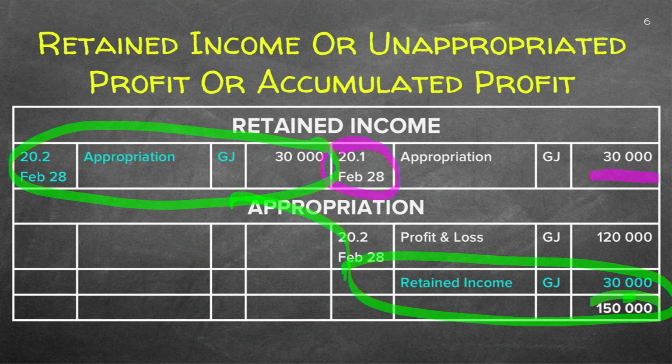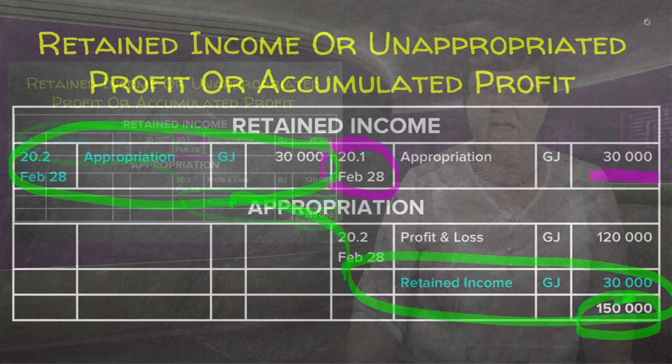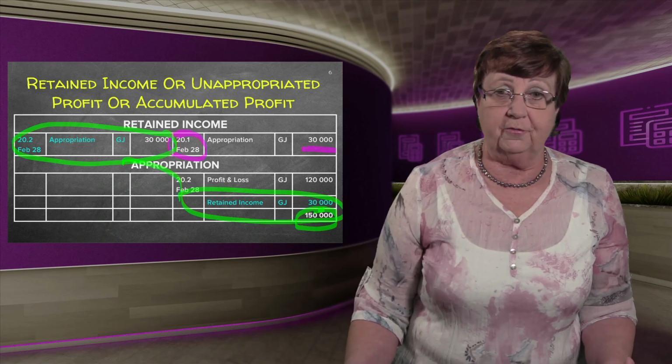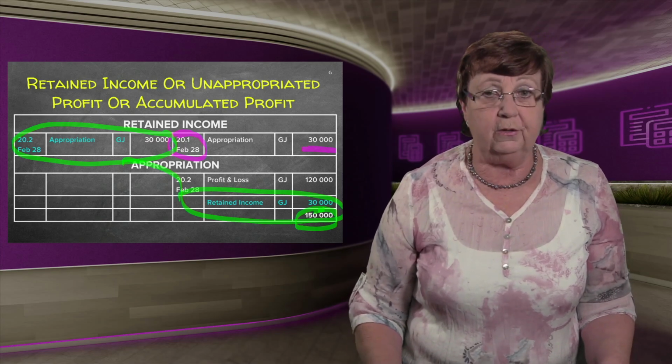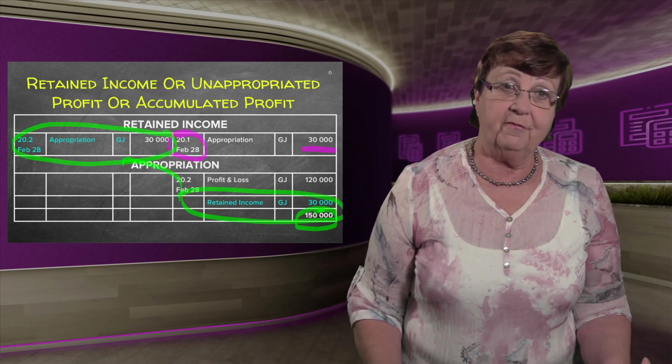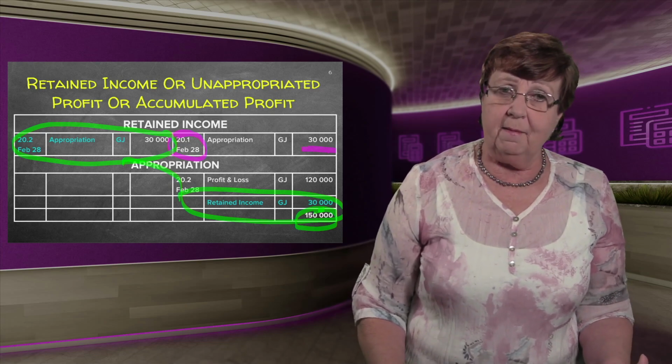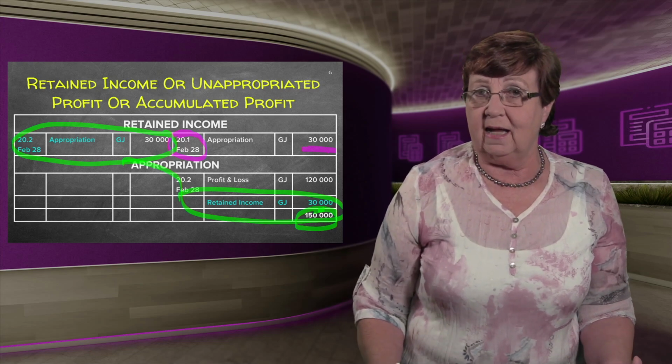So in total, I've got 150,000 Rand to pay my income tax and my ordinary share dividends. And whatever is left over will be my retained income. And I will deal with this retained income in exactly the same way as I did at the beginning of the lesson. So we have now looked at retained income at the end of the year and at the beginning of the year.